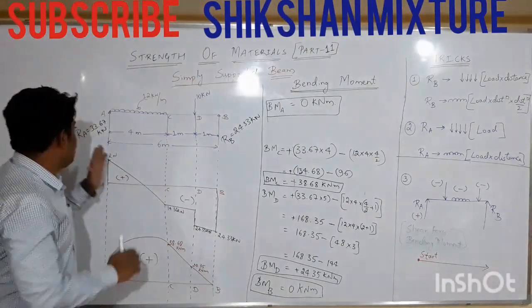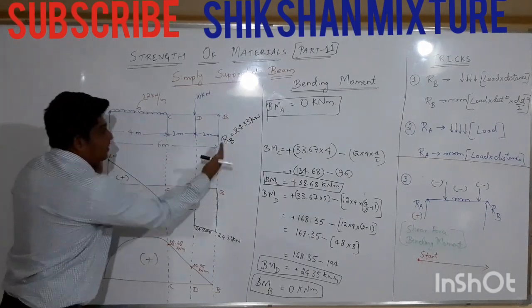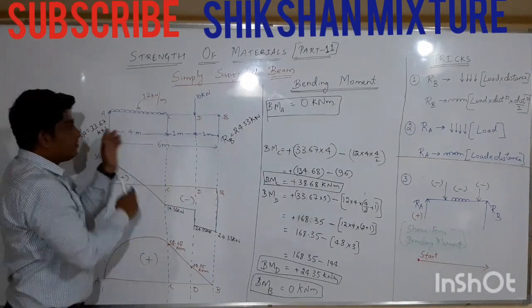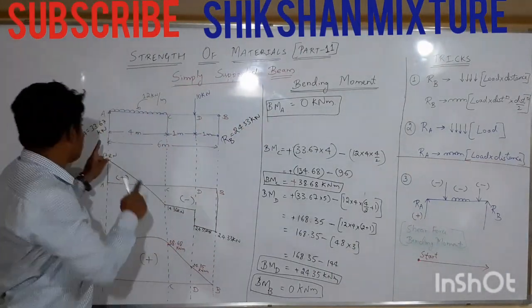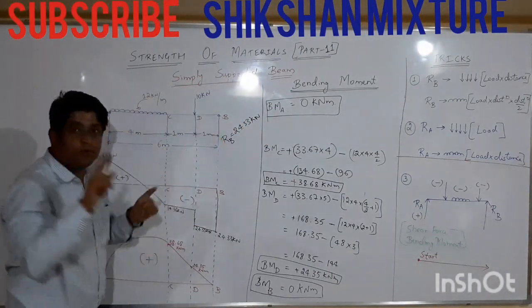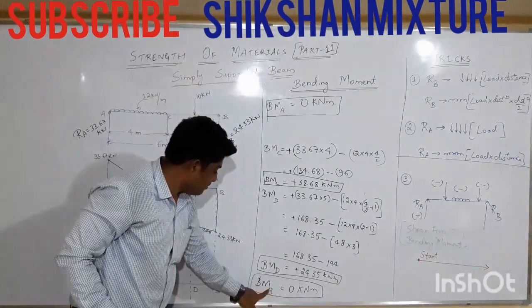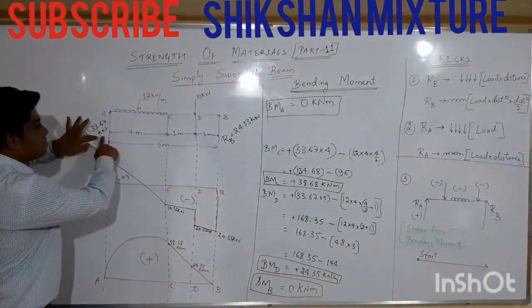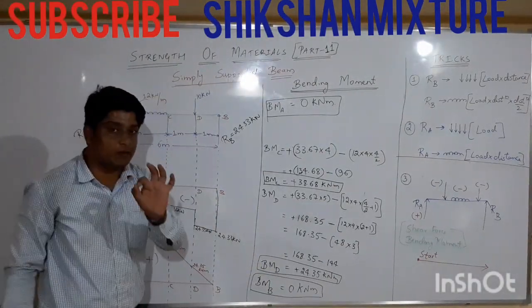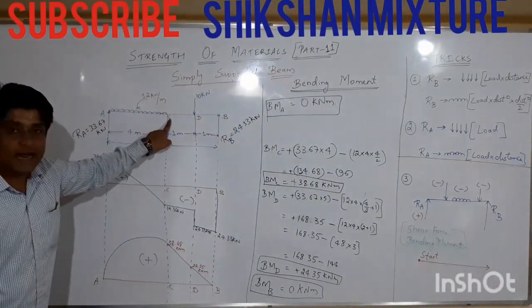Another thing, at the reaction points, that is RA and RB, we are finding the bending moment at A and bending moment at B. A and B are supports. Both will always be 0 kilonewton meter. Bending moment at A is 0 and bending moment at B is 0. Let us solve bending moment at C.